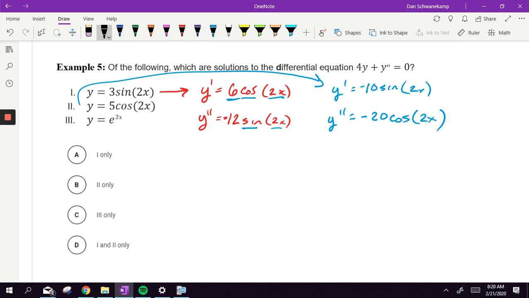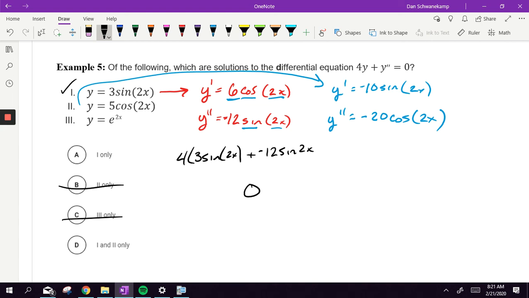Then we're going to plug that in. It says 4 times y plus y double prime. Guess what happens? It gets you 0. So 1 works. If 1 works, it can't be B or C, so I don't even need to check 3, because 3 isn't going to work since it's not one of my options. The only other one I really need to check is 2.